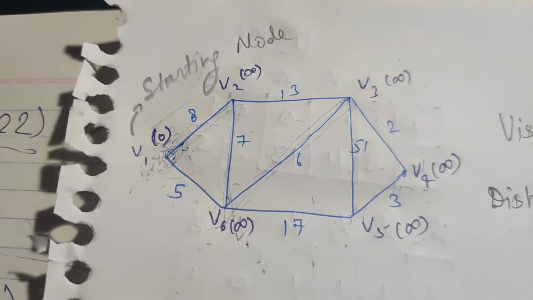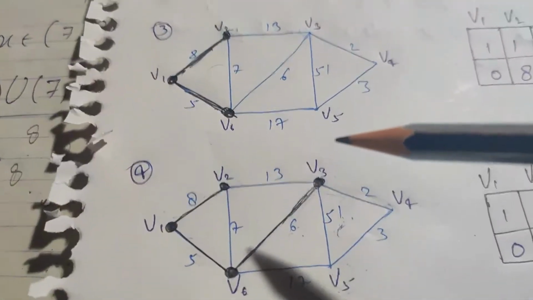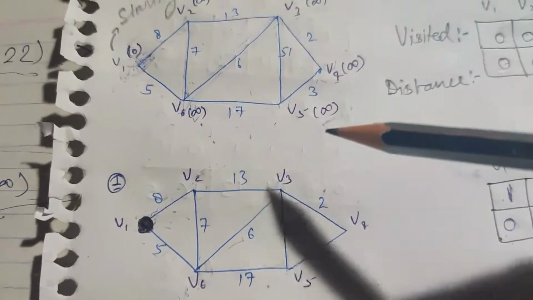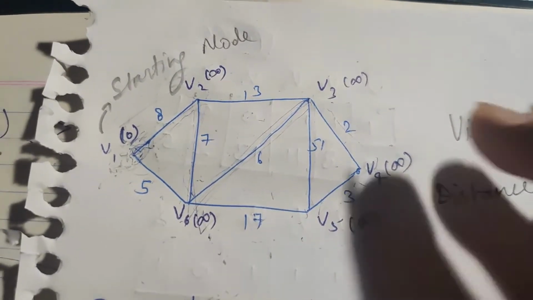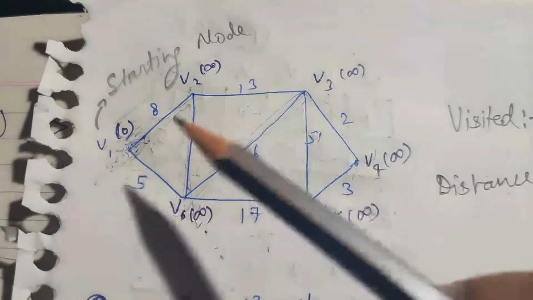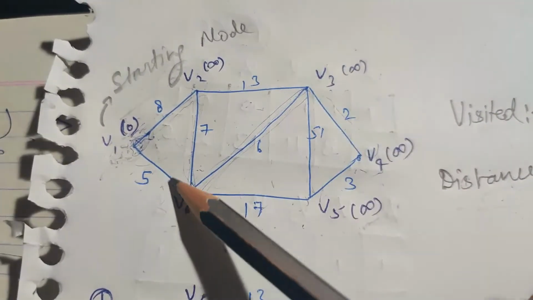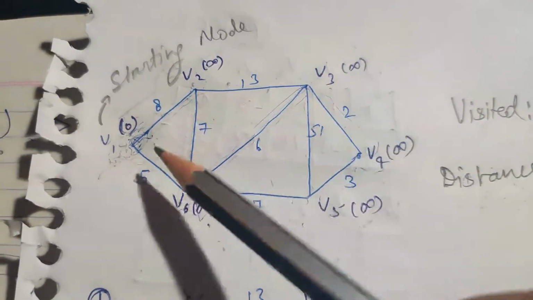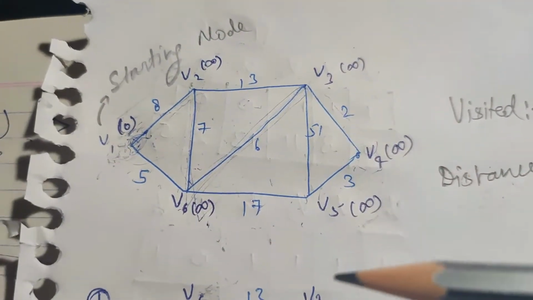Hi everyone. Today I'm going to show you how Dijkstra's algorithm works, and we are going to see what happens at each and every single step or iteration. So what does Dijkstra's algorithm do? Dijkstra's algorithm helps us find the path containing the shortest distance to each and every single node from a starting node in any given connected graph.